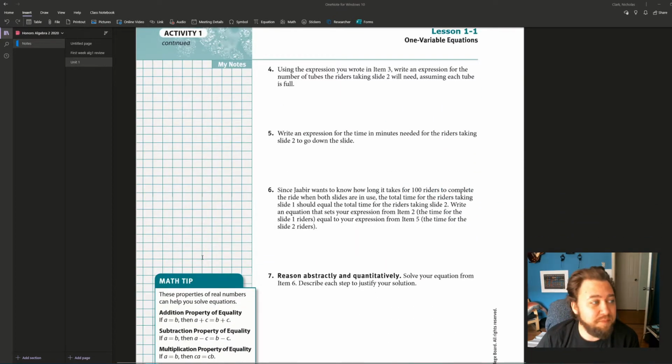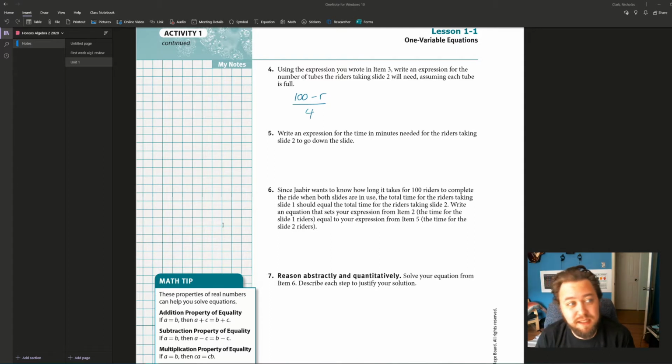Anyway, so task number 4, we're going to take the people who are on slide 2, so that 100 minus r, that's the number of people that are in slide 2, right? Divided by the number of people that can fit in a single tube. So 4 people can fit in a tube, right? Pretty easy. All right, number 5, write an expression for the time in minutes needed for the riders taking slide 2 to go down the slide.